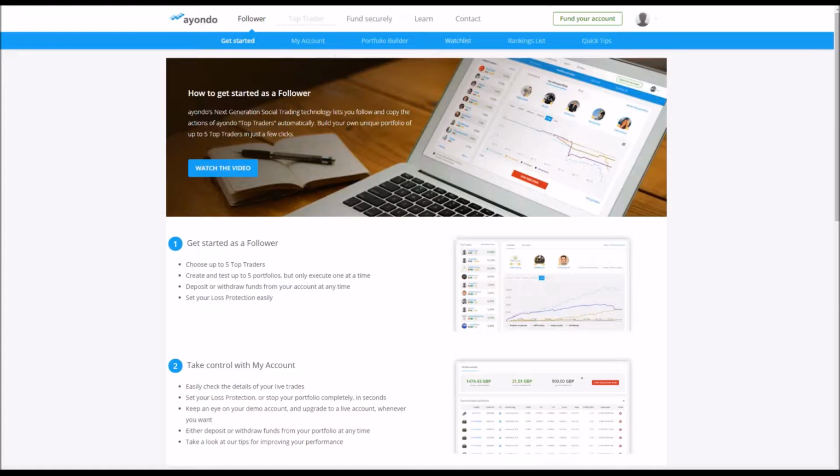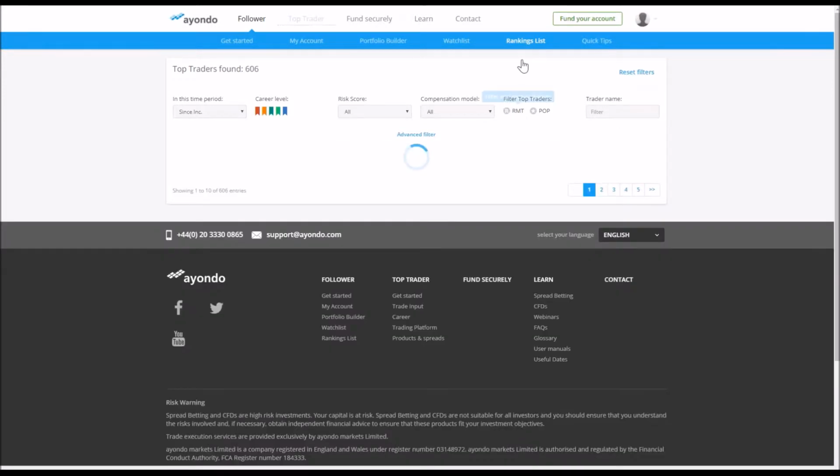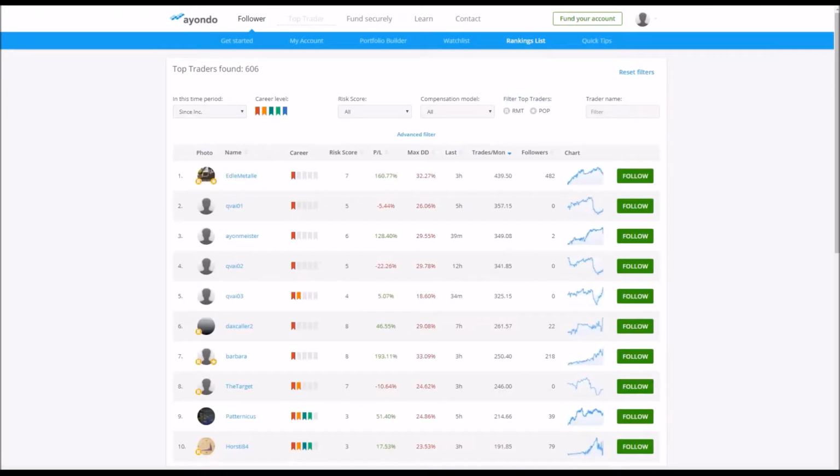And we start off by looking at the rankings list. So let me click on here and bring this up, because I think this is always interesting. These are all the traders on the Aondo platform who make their track records publicly available. So at the moment, we've got 606 traders to follow. We can pick up to 5 to follow and have their trades automatically mirrored on our account, but we start with 606.